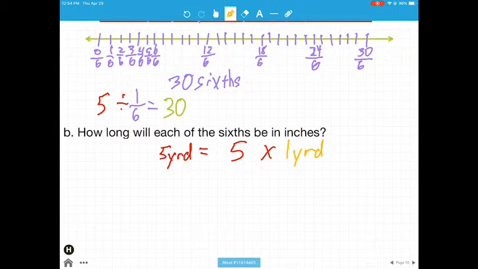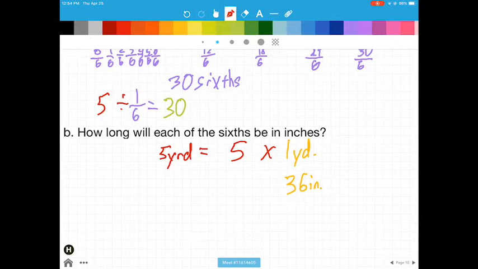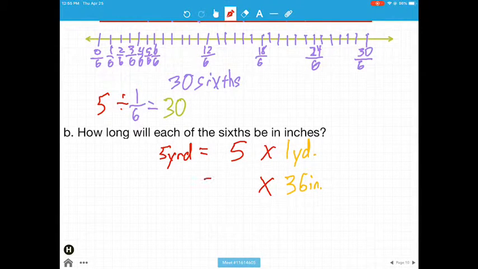Now, our question is, how many inches in a yard? Now, most of you know that there's 36 inches. There's 3 feet. 3 times 12 is 36. Okay? So when I multiply this, this is going to get me the total amount of inches in the whole tape diagram. That's what I'm getting right now.